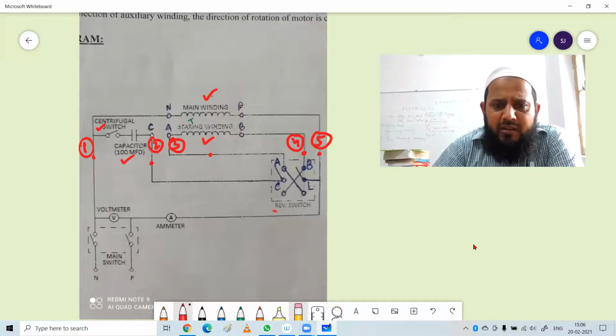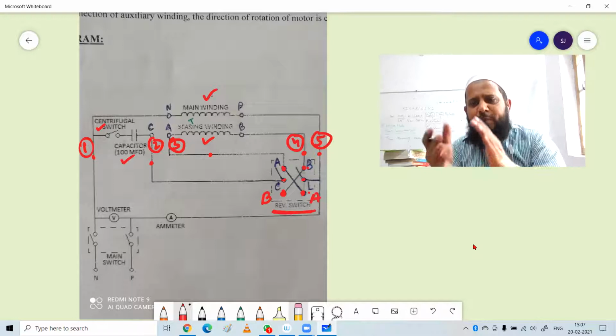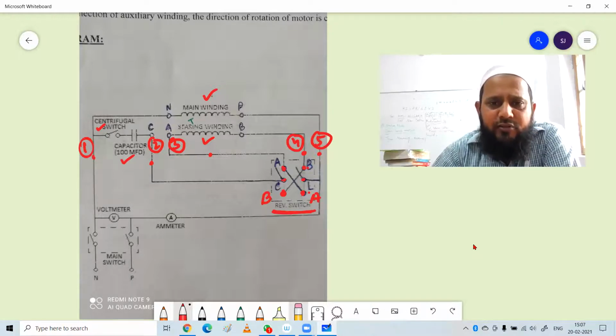So this is our main component of this experiment. This is the reversing switch. It is having 6 terminals, 1, 2, 3, 4, 5, 6, and it is shown as A, B, C, L. And what is this terminal? It is directly connected to B. So it is also a B terminal, and it is directly connected to A, and it is permanently connected to A. So it is also A. So it is permanently connected within the reversing switch.